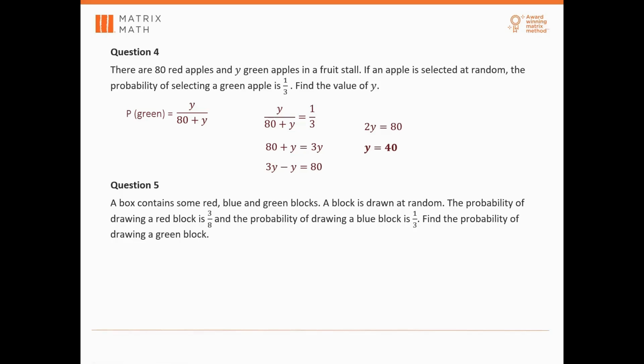So there are only 3 colors, right? If it's not red, not blue, means it'll be green. Okay, so your total probability is 1 whole. Probability of getting a green, you take 1 whole minus the red minus blue. And you should get 7/24.